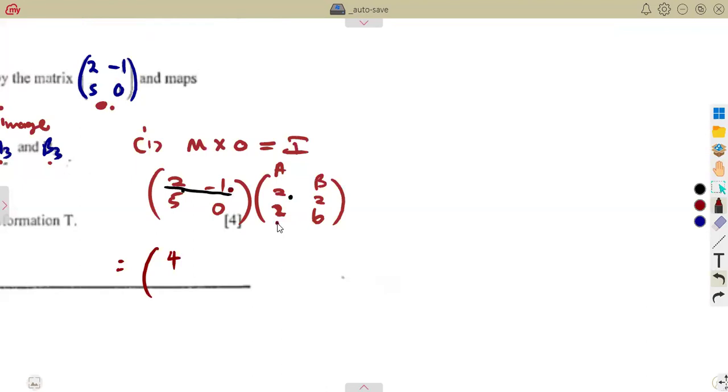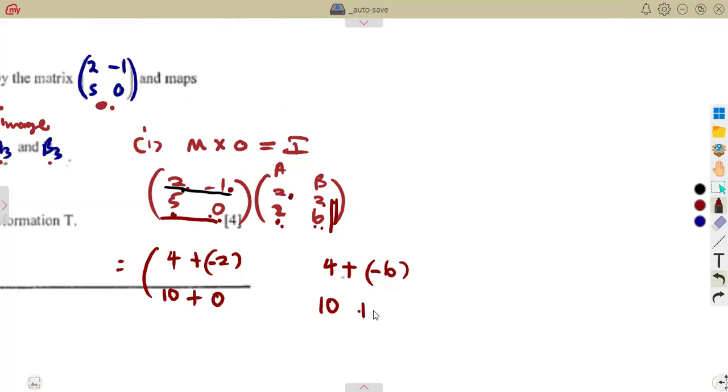Minus 1 times 2, that is going to be minus 2. Okay, row by column again. We are on this column now, 2 times 2, that is going to be a 4, plus minus 1 times 6, which is minus 6. This row versus the first column, so that is 5 times 2, which is 10, plus 0 times 2, which is a 0 then. This row on this column, 5 times 2, which is a 10, 0 and 6, that is going to be a 0 there.